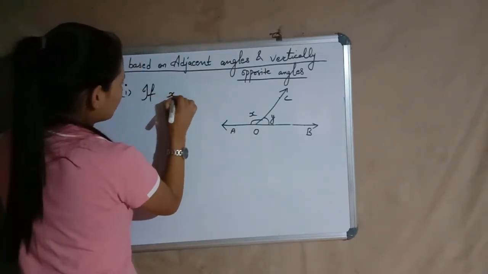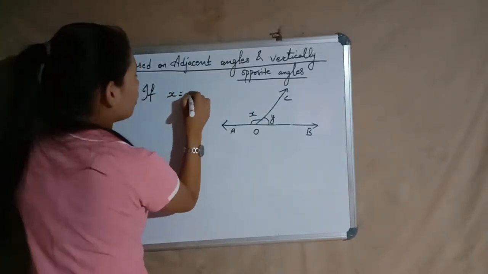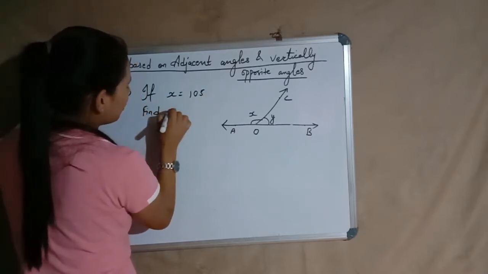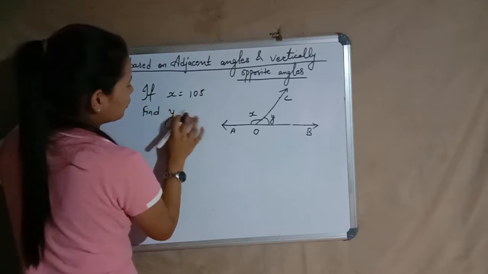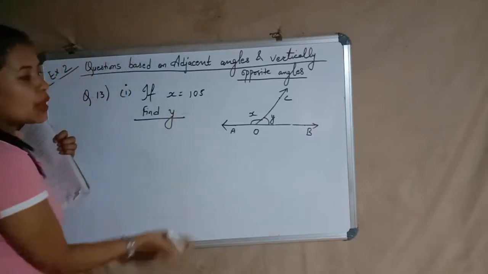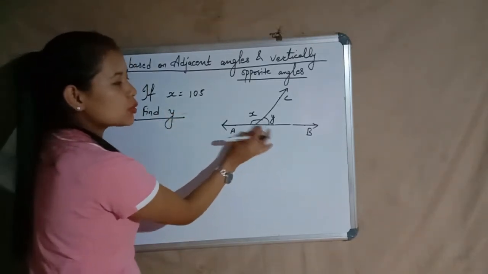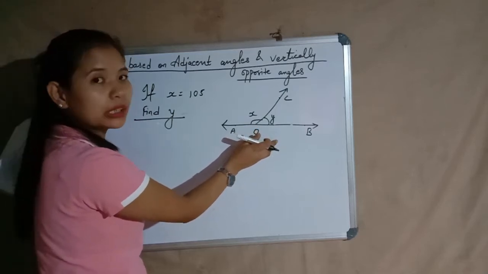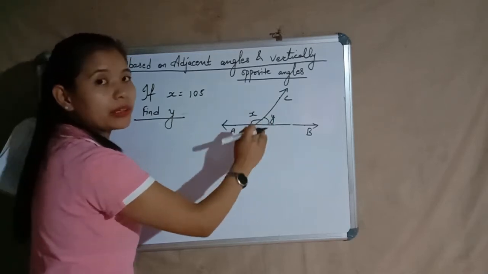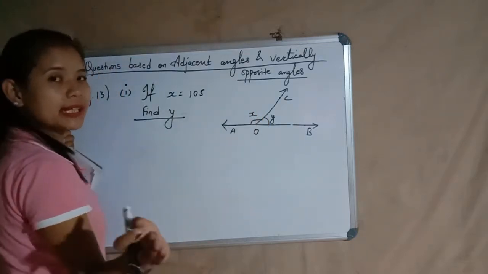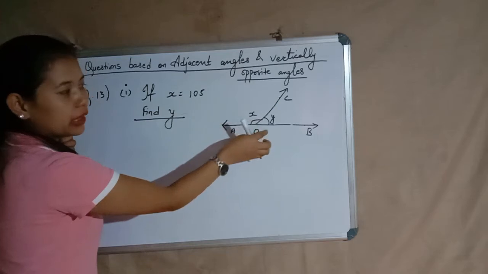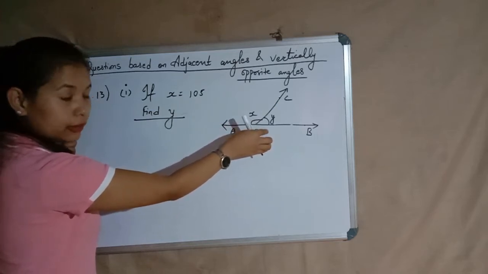So if x equals how much? 105, we need to find y. If you look at this figure, these two angles clearly form a linear pair, right? A linear pair is nothing but the sum of these two angles being equal to 180 degrees. We have already learned this. So we know one angle, we can easily find the other angle, right?